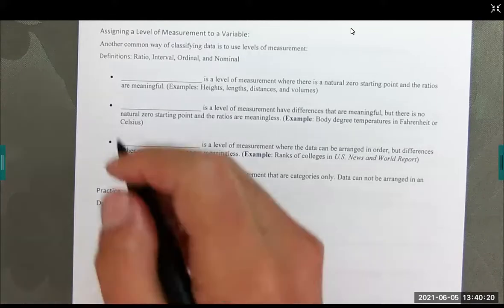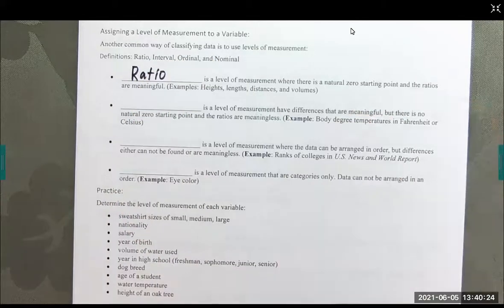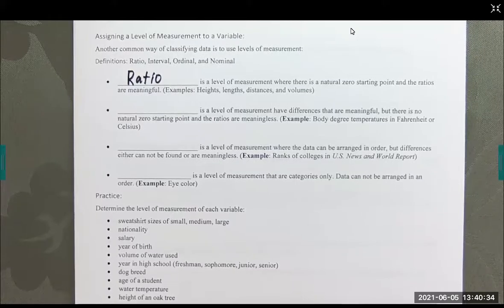Our first one is ratio. So this is a level of measurement where there is a natural zero starting point and the ratios are meaningful. For example, if I said that someone makes twice the amount of money that I do, that the 2 is a ratio, and that is meaningful, meaning someone literally makes double what I do. And there's a natural zero, right? I make $0. Can't go any lower than that.